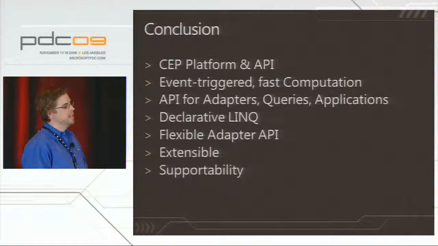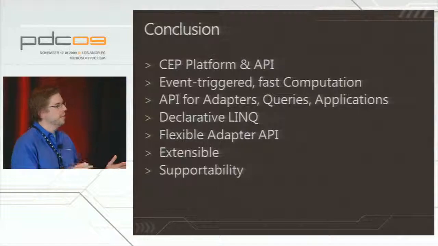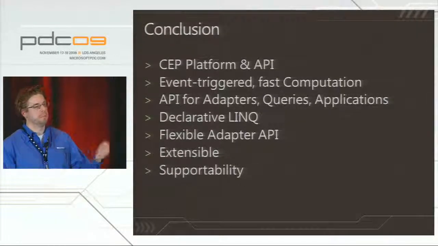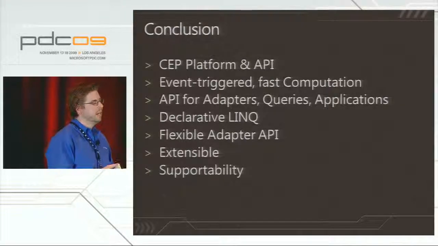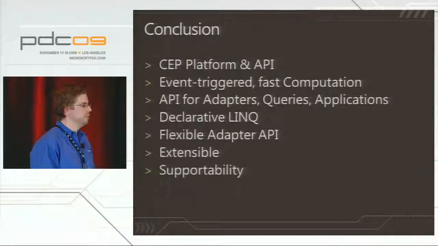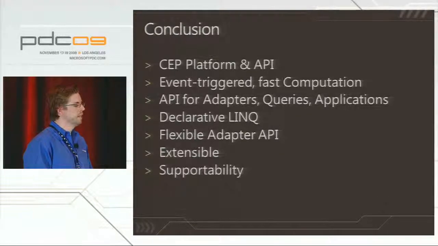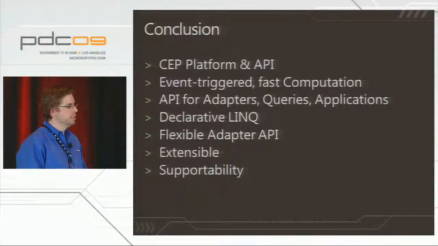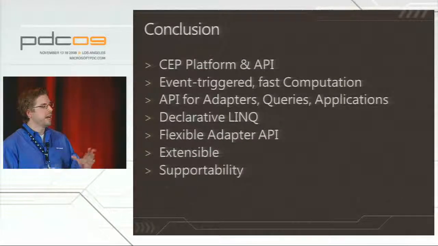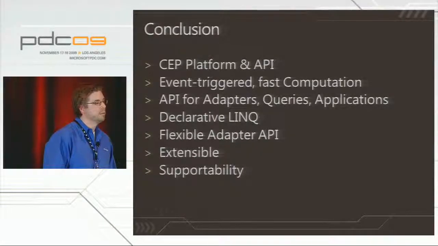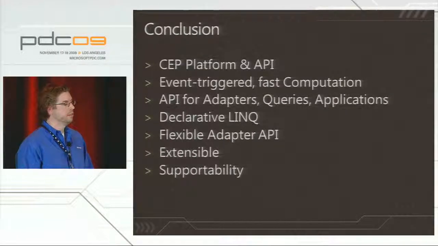We have a flexible adapter API that allows you to control the liveliness of the stream in terms of those punctuation events. How long do I want to wait for the output? How long can I afford to wait? And how accurate is my result supposed to be in terms of liveliness? It's extensible through the extensibility framework, user-defined functions, operators, aggregates, and we have a rich tool set of supportability, interfaces, and the debugger tool, of course.